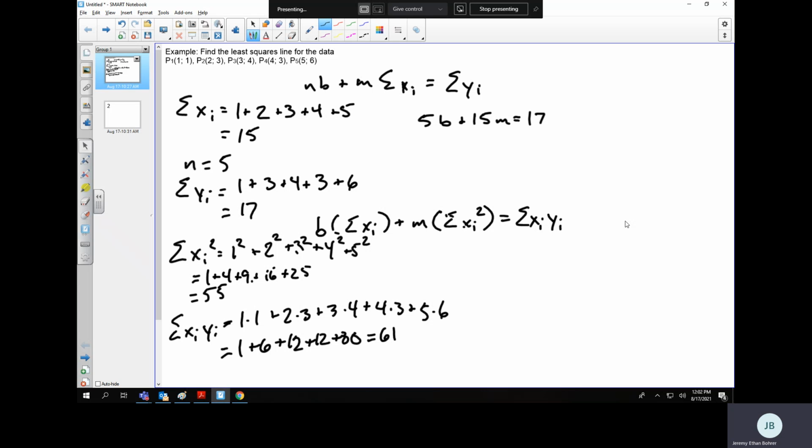So this gives us the equation 15b plus 55m equals 61. Okay, and we can use those two equations. We'll use them on the next page to find the least squares line.